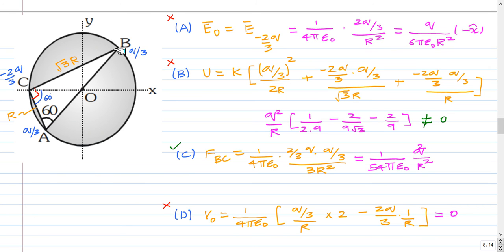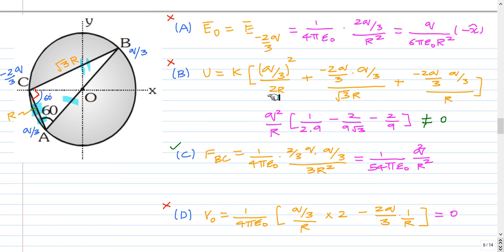One is the interaction between the charges A and B, and the second one is the interaction between the charges at B and C, and there is a third interaction between the charges at C and A. So there will be 3 interactions in this system, so there will be 3 terms in the electrostatic potential energy calculation.